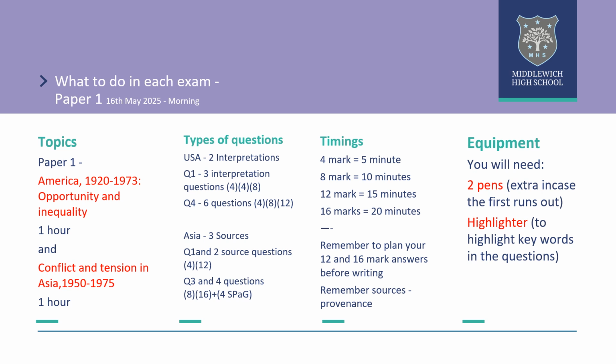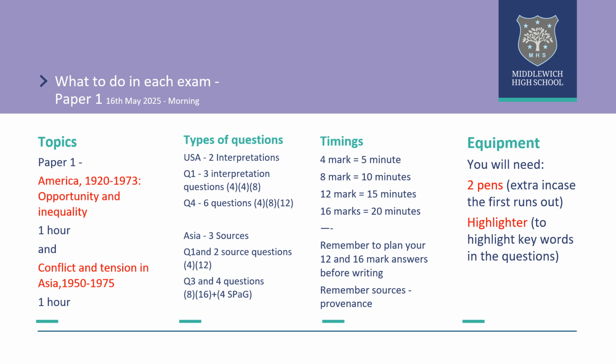Source B and C are for question 2, and this is a 12-mark question. This is a big question. It's going to ask you to say how useful these sources are to historians studying the time. You need to do 3 paragraphs again because it's a 12-mark question. The first paragraph about source B, the second paragraph about source C, and then the conclusion is where you talk about both of the sources together.